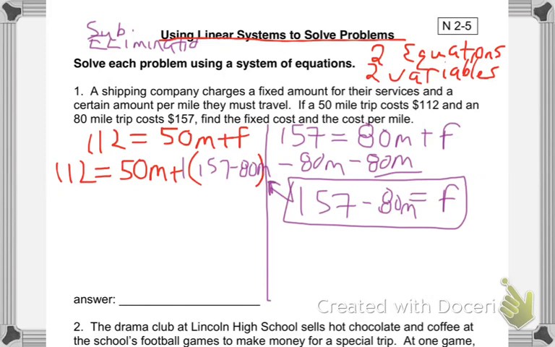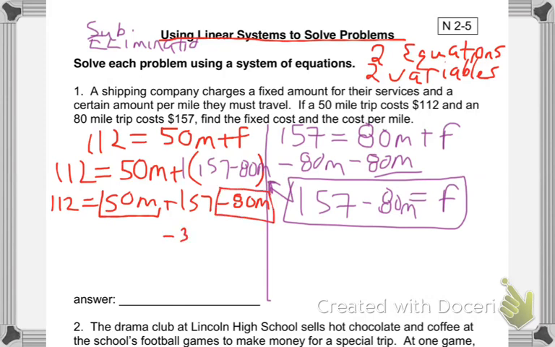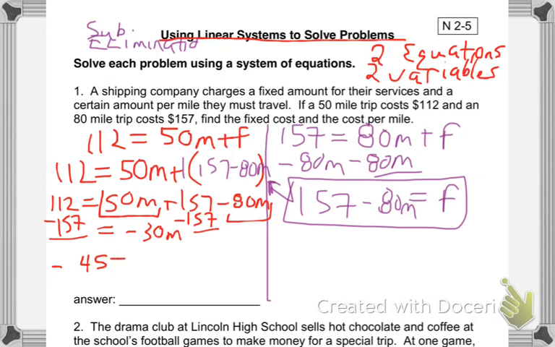Let's do this in red. We have 112 is equal to 50m plus 157 minus 80m. Well, you can see that we have 50m here and we have a minus 80m here, so altogether we have a negative 30m. So we'll do that right here, minus 30m, and then we're going to move 157 over by subtracting it. Okay, so 157, and what would that equal? Well, we're going to end up with a negative quantity, right? So we end up with negative 45, and we have a negative 30m.